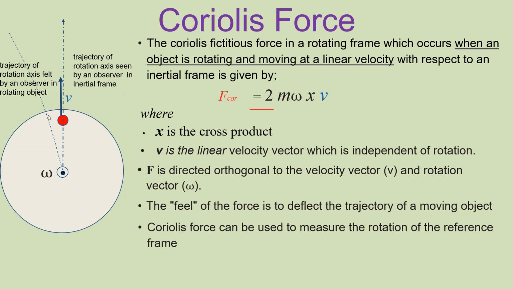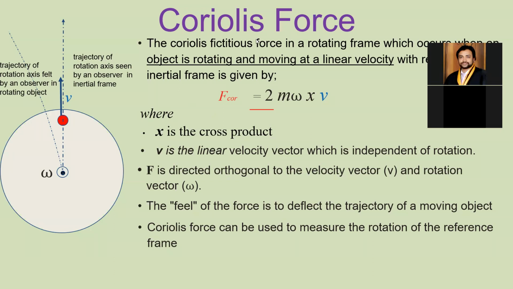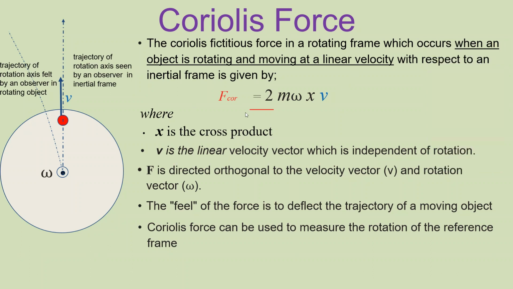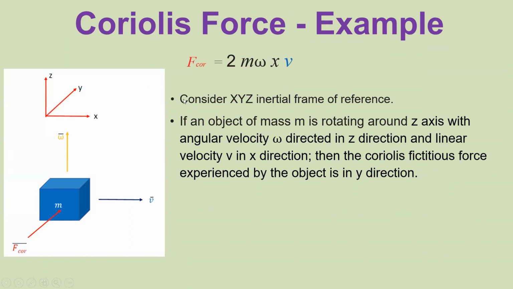So by measuring this force, someone can measure the angular velocity of this object. If you fix a gyroscope to a rotating object, and the gyroscope can measure this Coriolis force, it can measure the angular velocity. How? Just divide by 2mv sine theta, right? Just divide the Coriolis force by 2mv sine theta, and you can get omega.